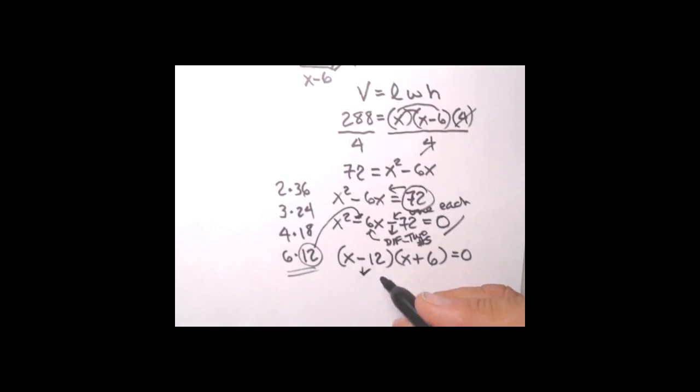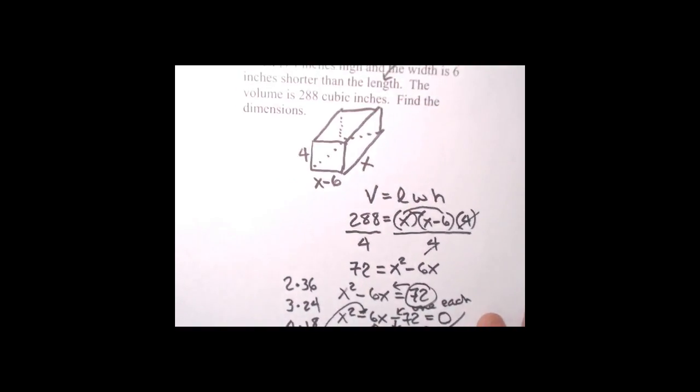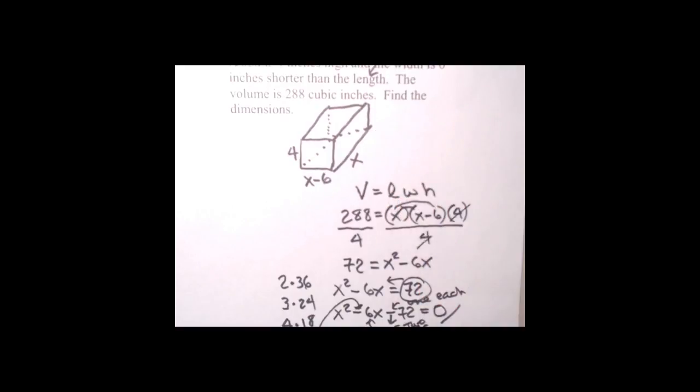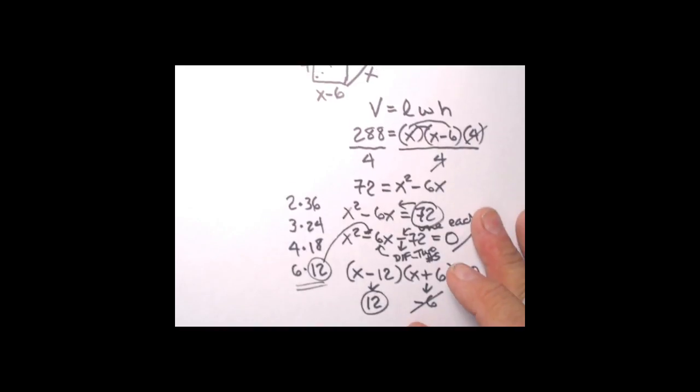Okay, what's the value of x that makes this binomial 0? Well, it looks like positive 12, huh? What's the value that makes this one 0? Looks like negative 6. Well, remember, way back up here, the x was our length. You cannot have a length of negative 6, so that means down here we're going to cross out the negative 6, and what we're going to do is use x equals 12.